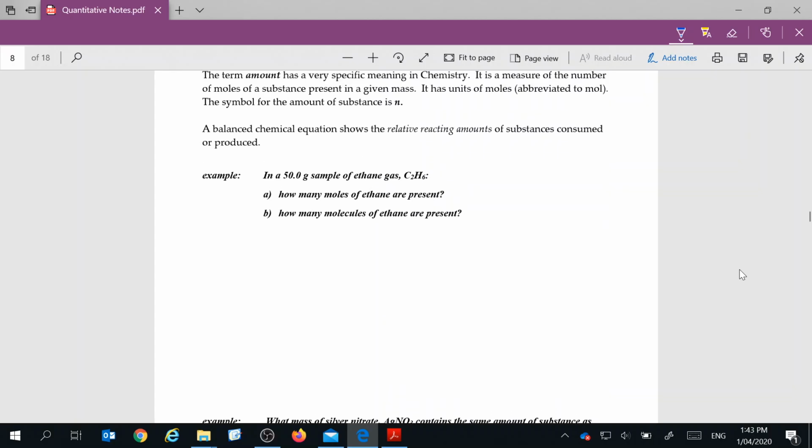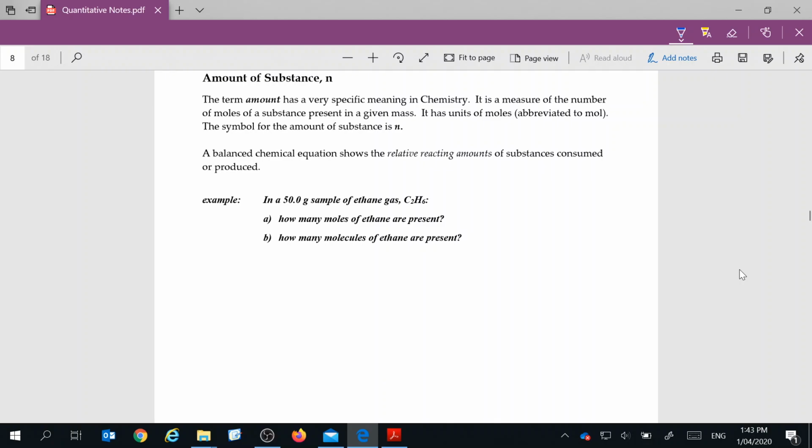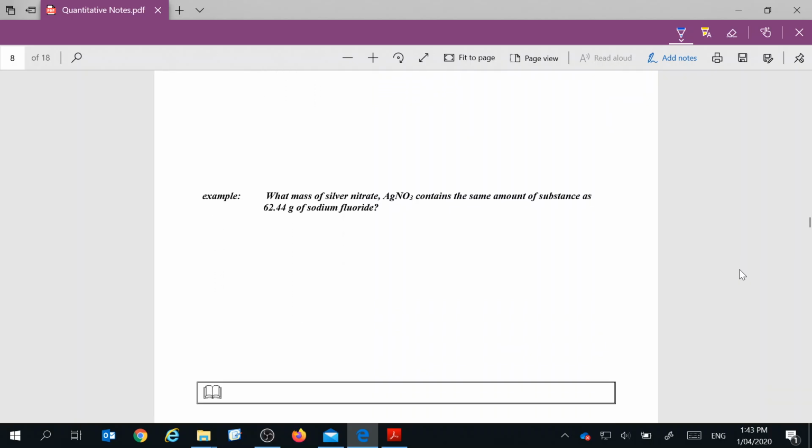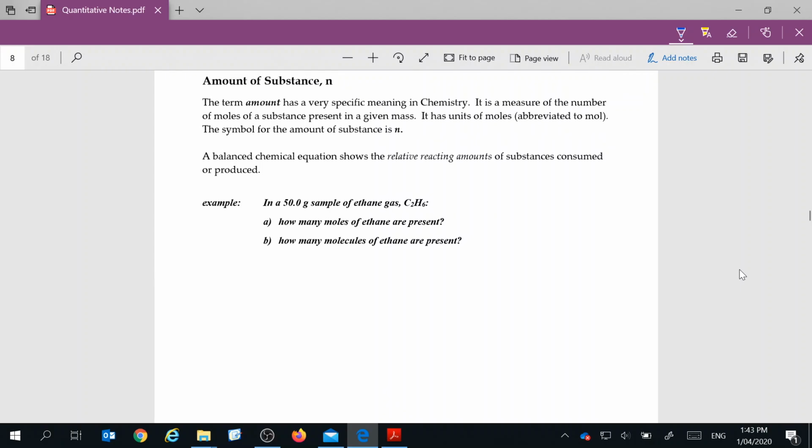Okay, more moles. Amount of substance. All right, same thing again. Pause, try it for this whole page, I reckon, and then replay or whatever. You know what I'm talking about? Yeah, okay, good. All right. How many moles of ethane are present? So, number of moles. So, mass divided by the molar mass. 50.0 divided by the molar mass, which is going to be 2 lots of 12 plus 6 lots of 1.008.